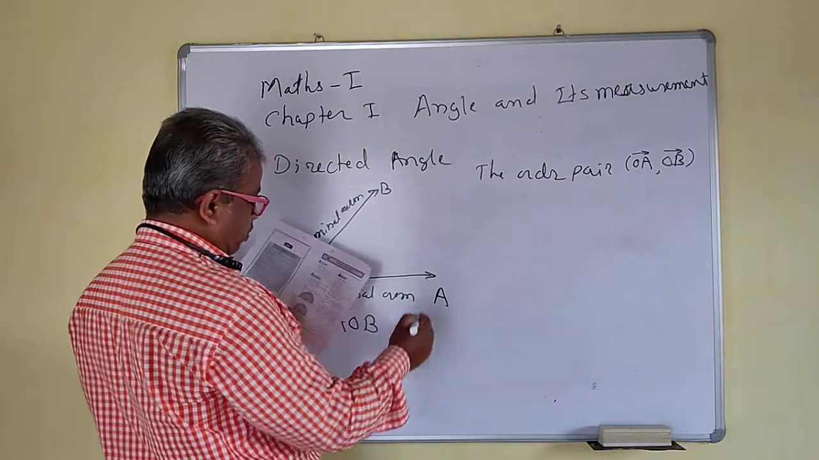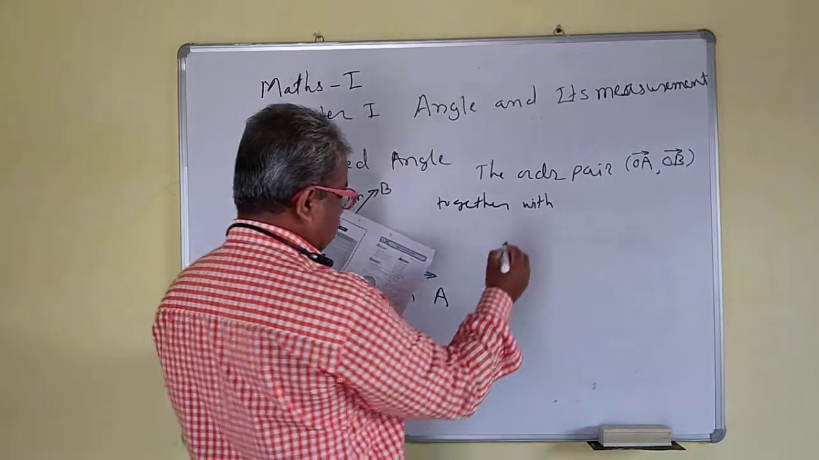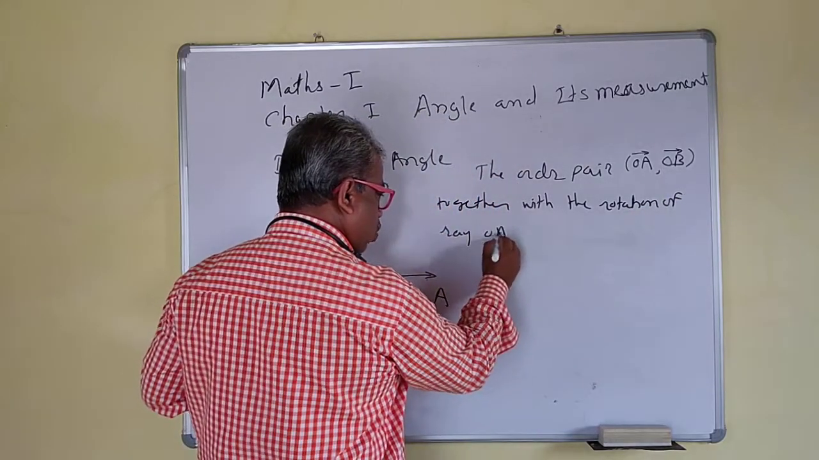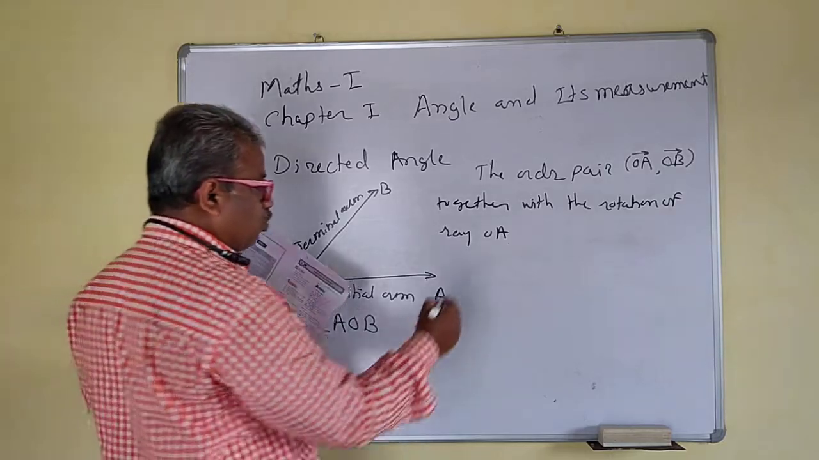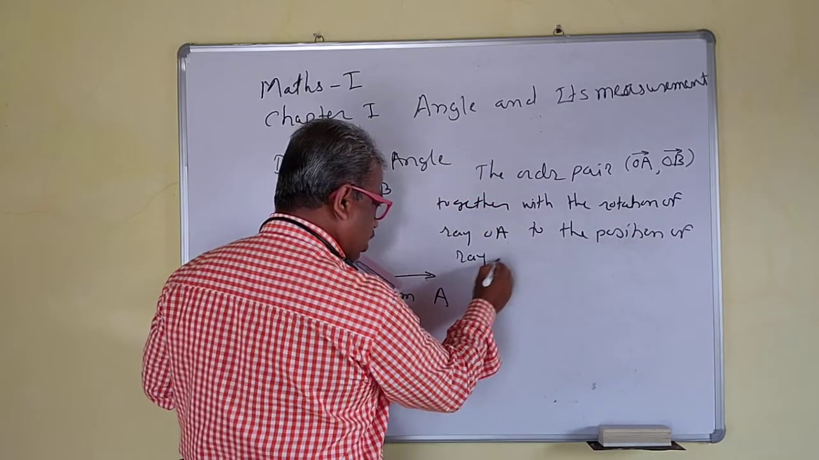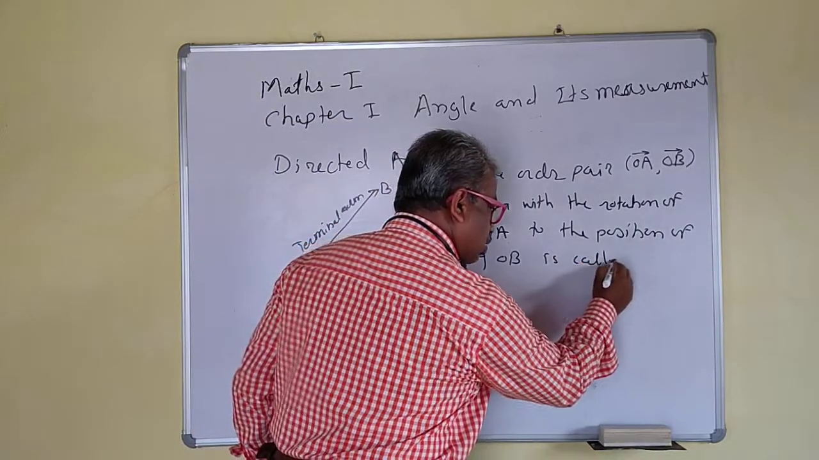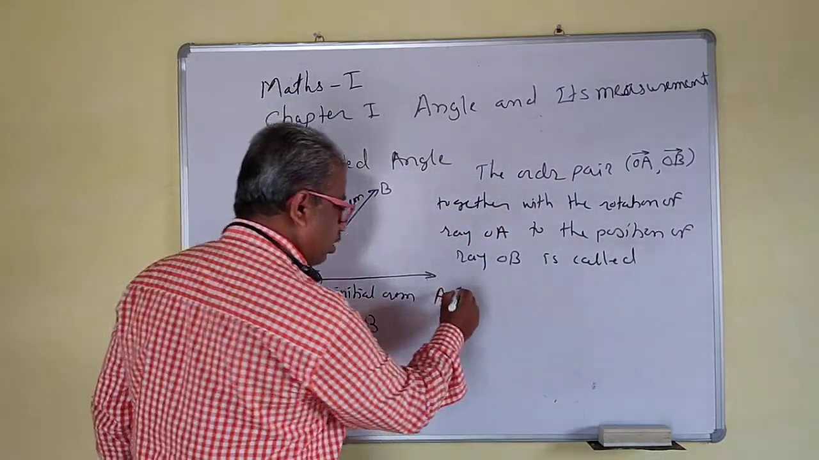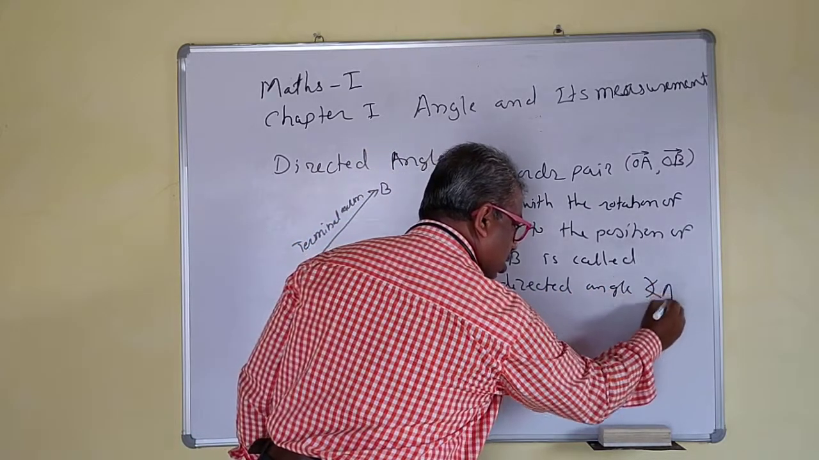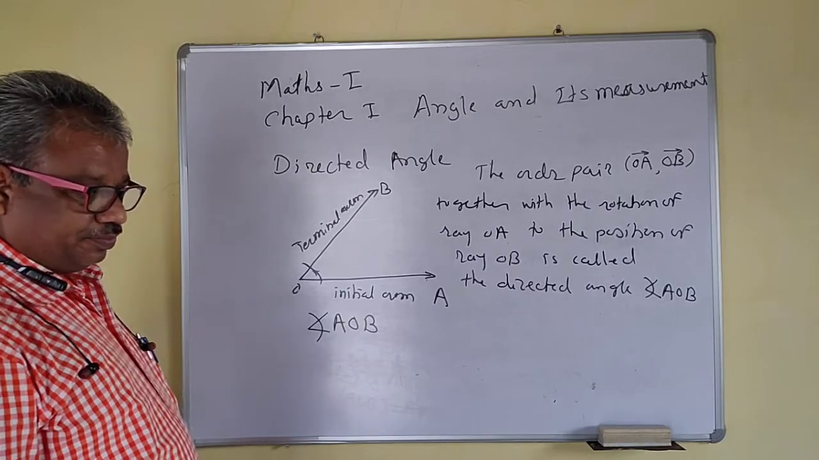OA, together with the rotation of ray OA to the position of ray OB, is called the directed angle AOB.